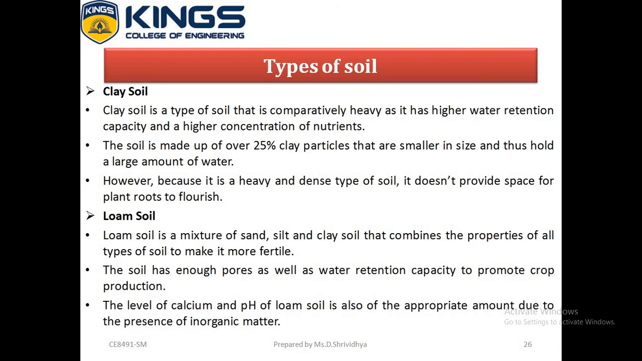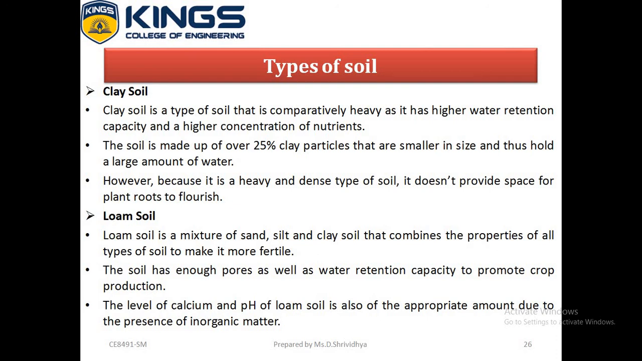Next let me see what is clay soil. It is the type of soil that is comparatively heavy as it has higher water retention capacity and higher concentration of nutrients. The soil is made up of over 25% clay particles that are smaller in size and thus hold a large amount of water. However, because it is a heavy and dense type of soil, it does not provide space for plants' roots to flourish.